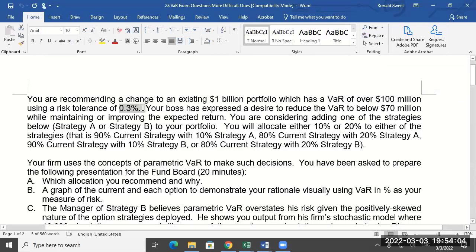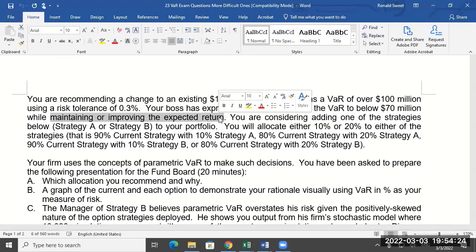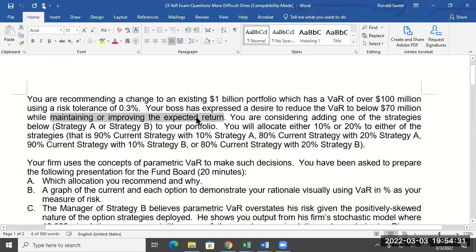Risk tolerance is 0.3%. Your boss has expressed a desire to reduce the VAR below 70 million. I don't know where that came from, but why 70? Why not 62? Why not 83? But that's what they had, while maintaining or improving expected return. All right, so that's not a difficult task. I want to keep our return the same or higher, but reduce the risk. But they do that all the time with hedge funds, and we'll talk about how reliable that is when we get to the end of this.